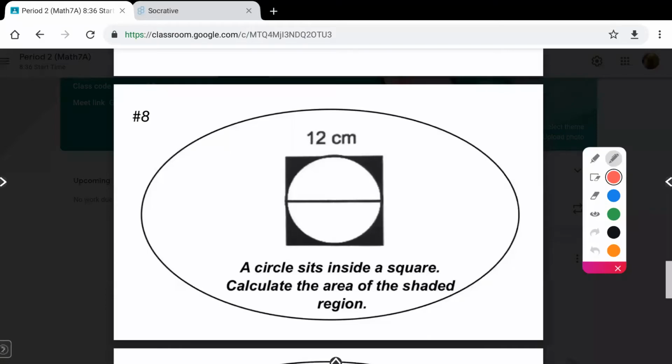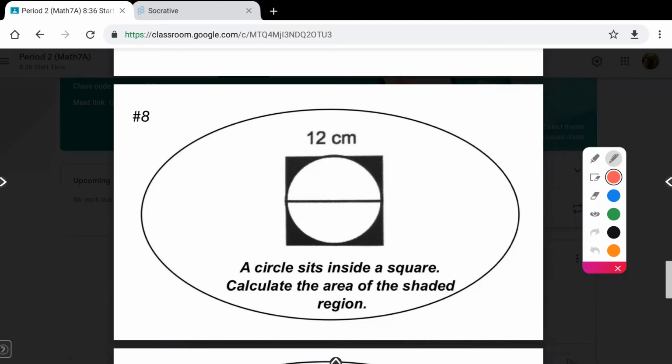All right, I had a student request about this one. This is a circle inside of a square, right? The circle fits snugly inside this square, and your job and your objective is to find the area of the shaded region. When you look at this shape, the bigger of the shapes is the square.